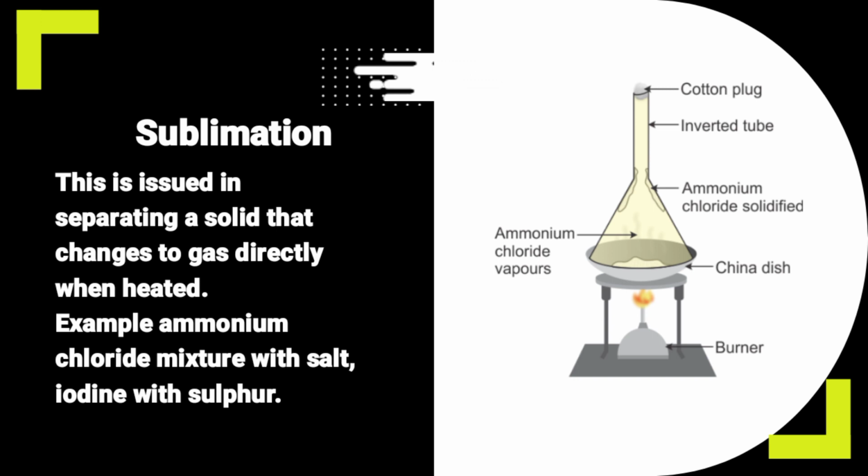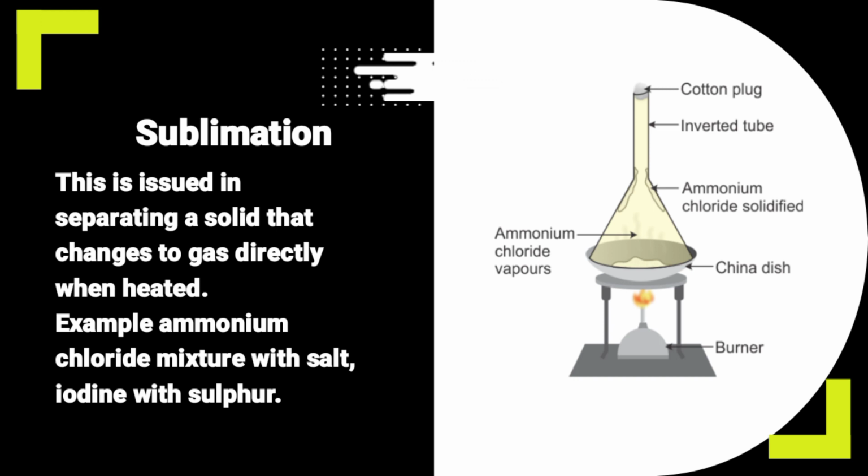Something like ammonium chloride, iodine, naphthalene, camphor. When you heat them, rather than melting, they sublime. So we can use this method to separate ammonium chloride from sodium chloride. As I said earlier, this is something you need to grasp.